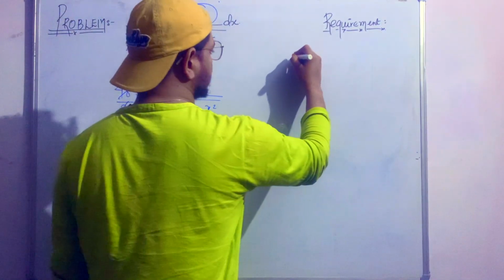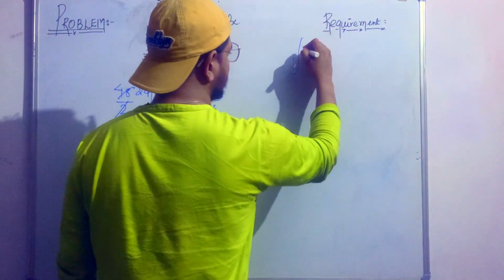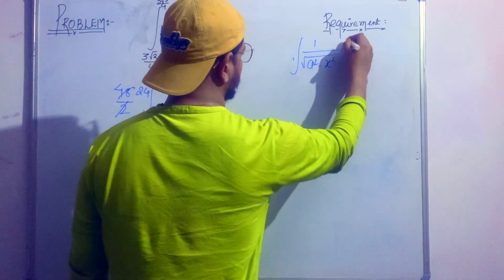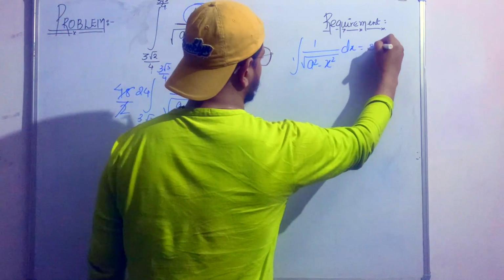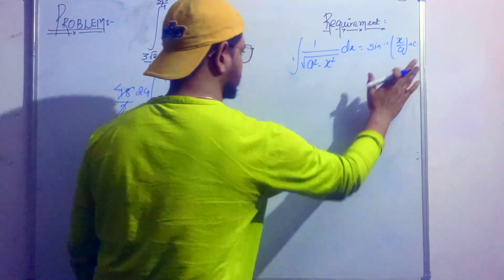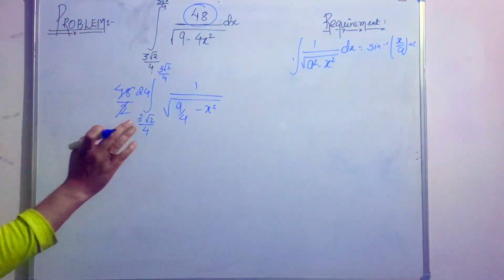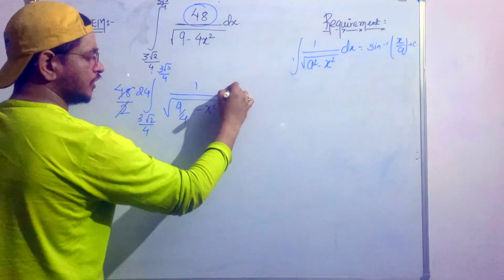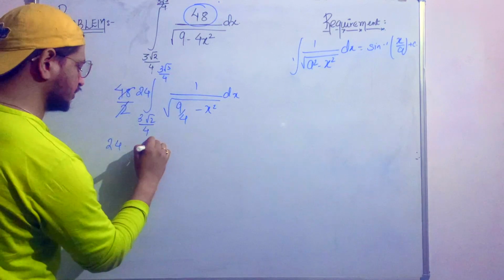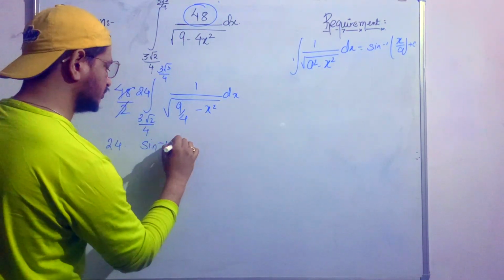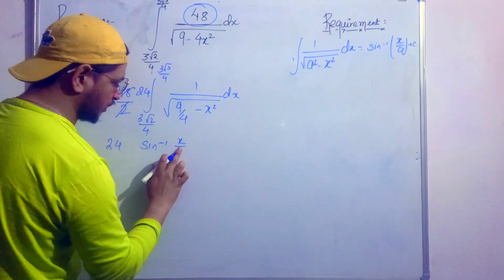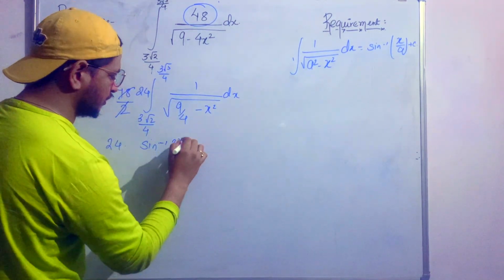Here there is a formula that we have: the integration of 1 over root of a square minus x square dx is equal to sine inverse of x by a plus c. This is the thing that we can write. Now apply that formula here and you will write the value as 24 sine inverse of x by, and this a is nothing but 3 by 2, so I can write it as 2 by 3.